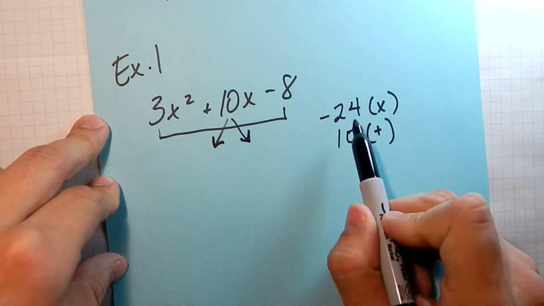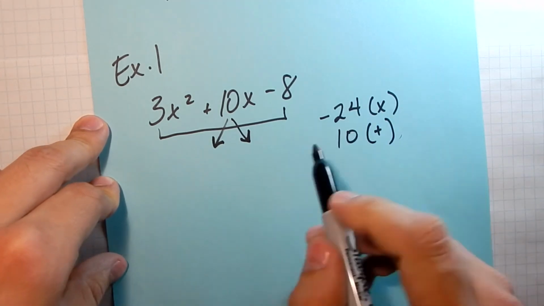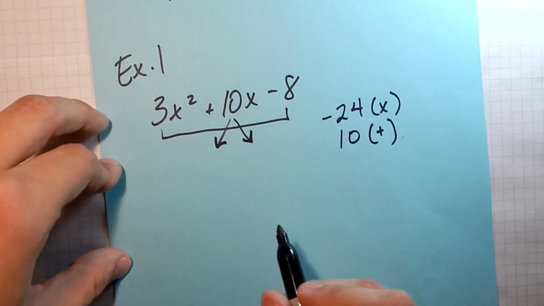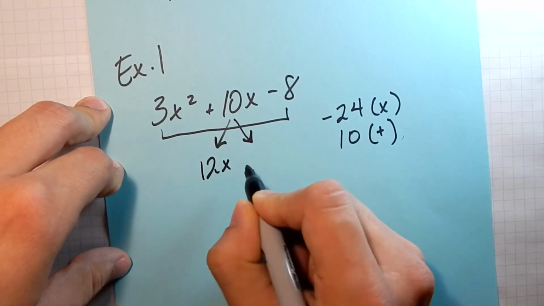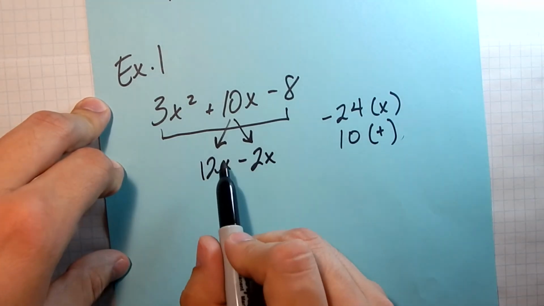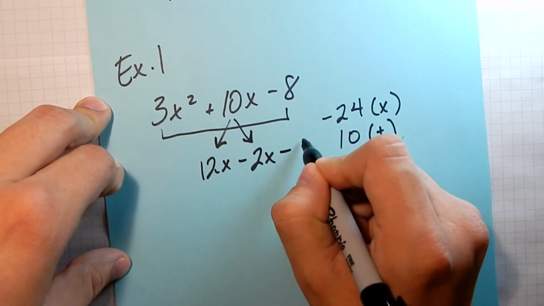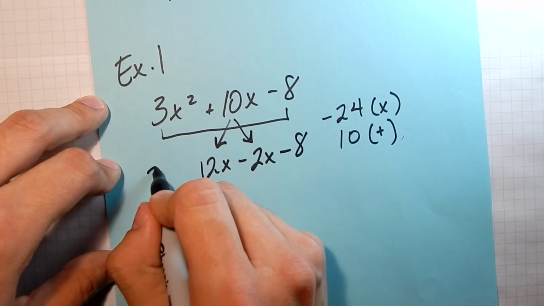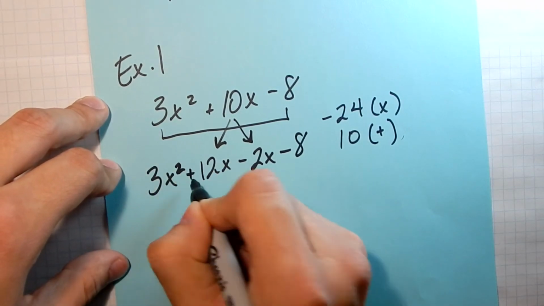We know that we have a positive 12 because this is positive and a negative 2. So we're going to take this 10x and split it into 12x minus 2x. And 12x minus 2x does equal 10x. Then the rest of the stuff sort of comes along for the ride. So minus 8, and we have a 3x squared.